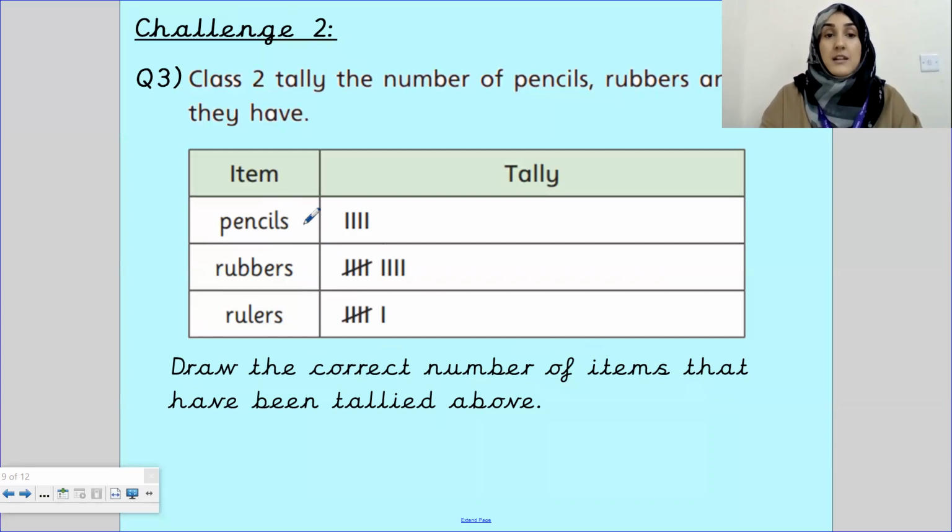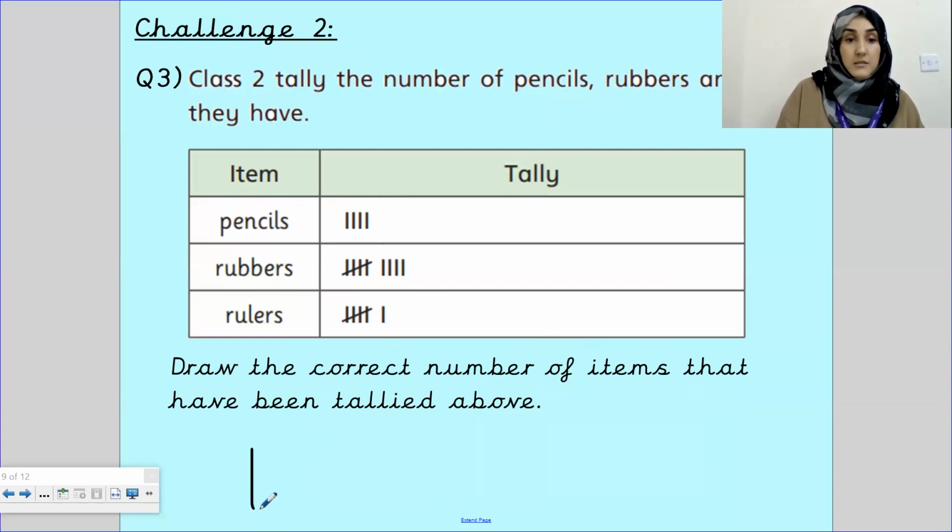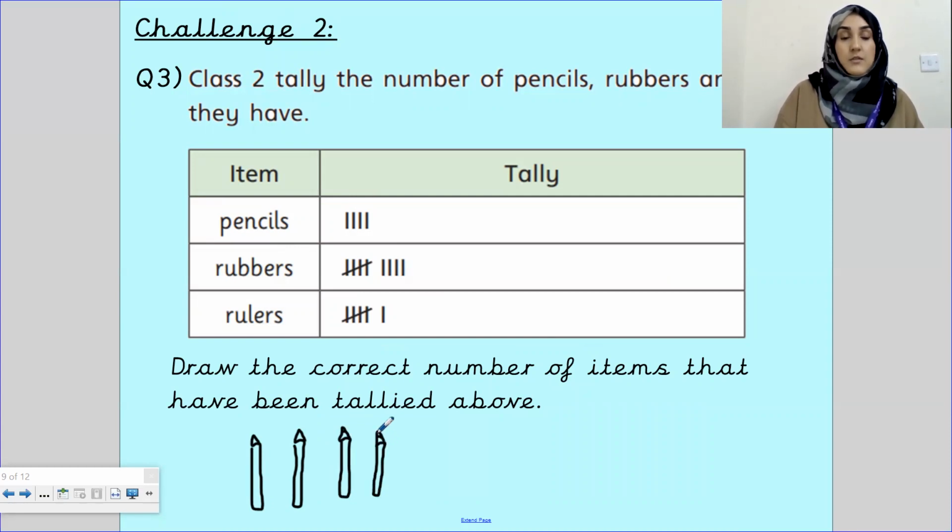For example, let's just do pencils. There's 1, 2, 3, 4. There are 4 pencils, so I'm going to draw 4 pencils. That's 1 pencil. That's a 2nd pencil. Then I've got, looks more like a rocket. Then I've got another pencil here. And then I've got a 4th pencil. There you go. Now, can you draw rubbers that match the correct tally and the correct number of rulers?